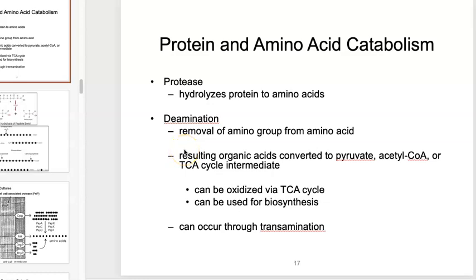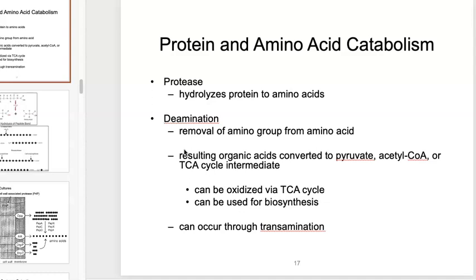So the first block of slides talked about carbon metabolism through some of the most common metabolic pathways that microbes use. This group of slides is looking more at nitrogen metabolism, specifically protein and amino acid catabolism. And so the most basic enzyme required to eat proteins is a protease that hydrolyzes protein to amino acids by breaking up the peptide bonds that link amino acids together in polypeptides.